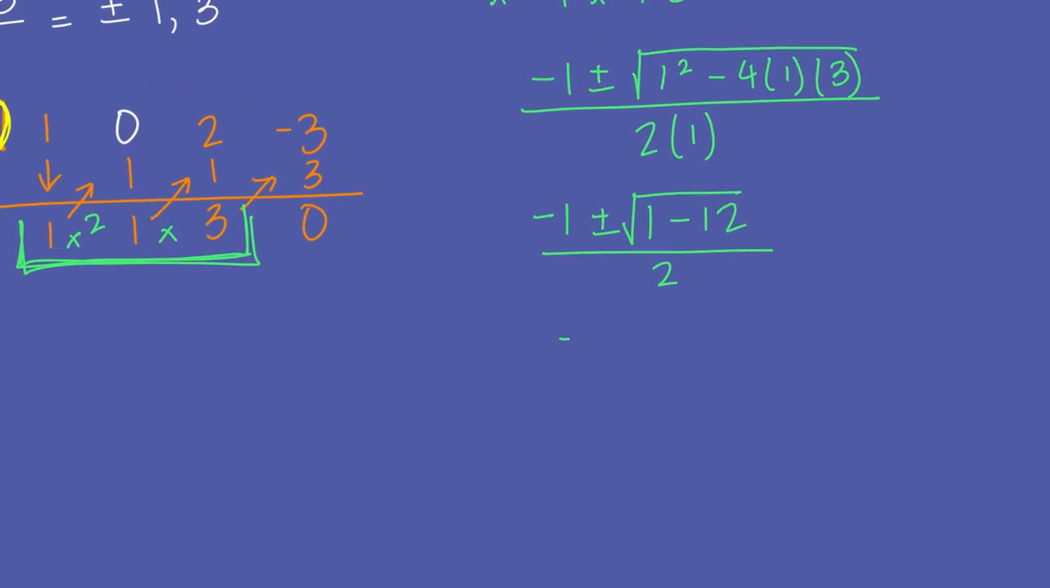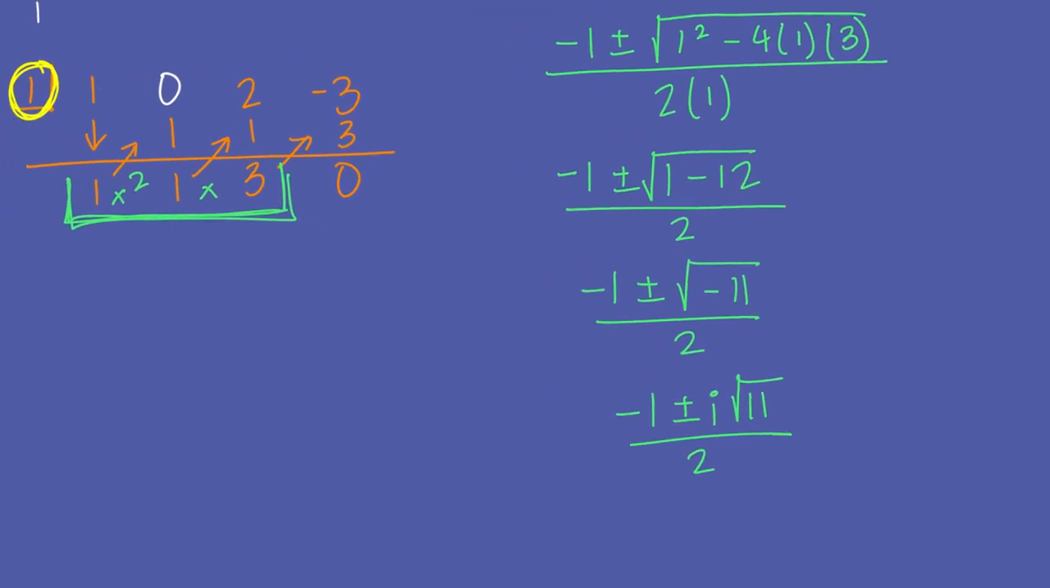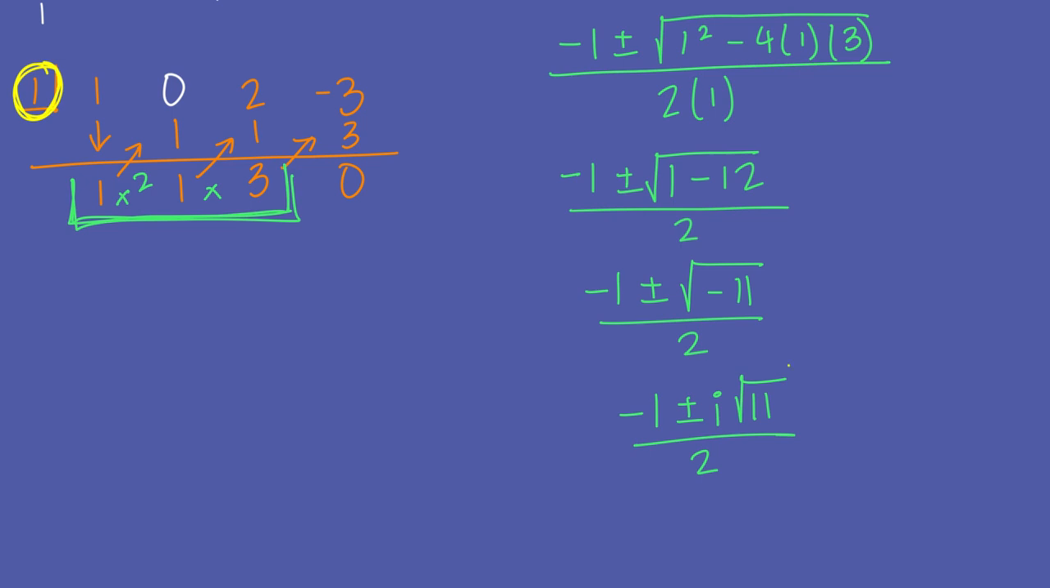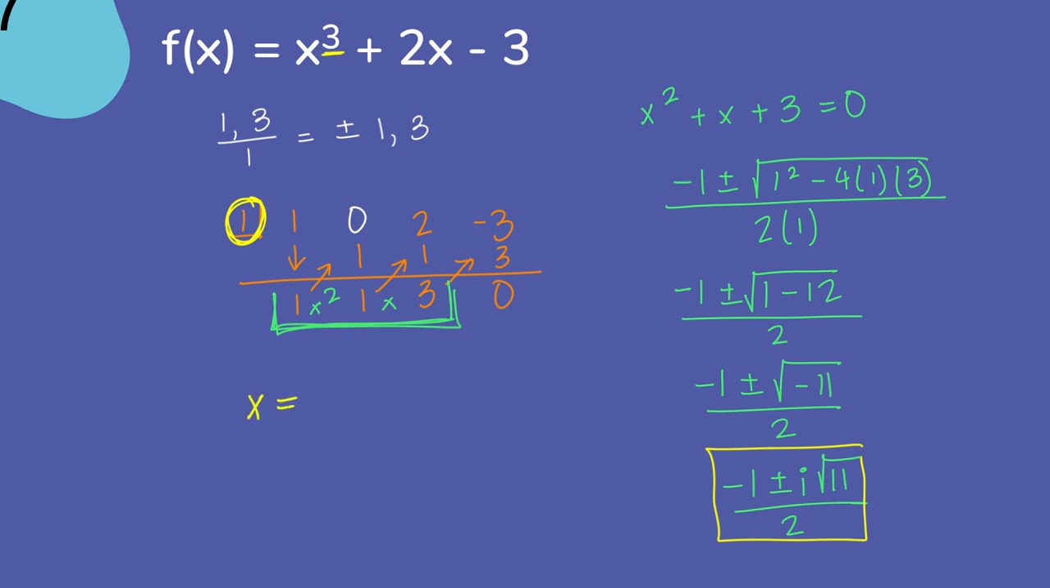And I'm going to end up with negative 1 plus minus square root of negative 11 over 2. Can I have that negative inside my square root? No. What do I have to do with it? Put an i. So I'm now going to have negative 1 plus minus i square root 11 over 2. And again, this is giving me 2 answers. So my answers for this question is going to be x equals 1 and x equals negative 1 plus minus i square root 11 over 2.